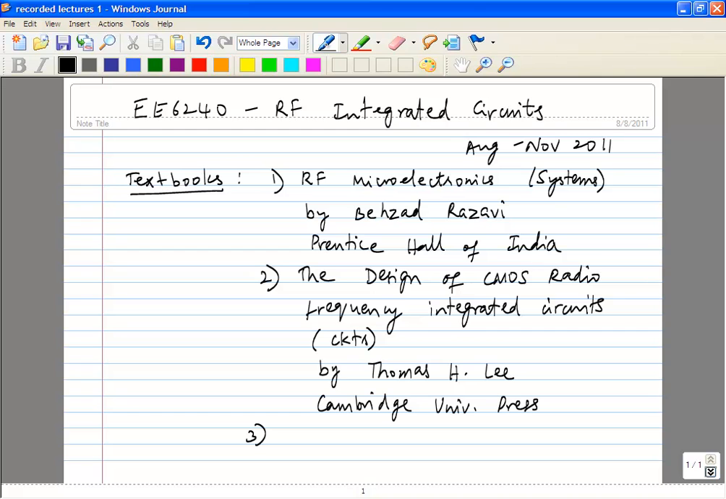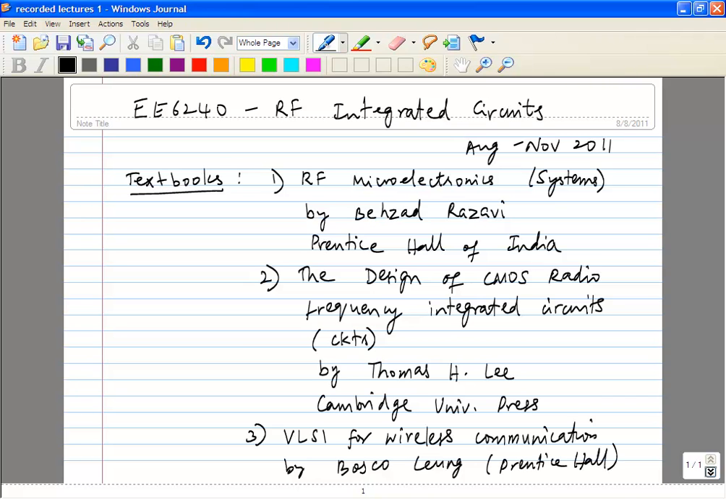Another useful reference is called VLSI for Wireless Communication by Professor Bosco Leon. This is also published by Prentice Hall. So we'll primarily use the first two textbooks, but this one is useful because it bridges the gap between systems and circuits.